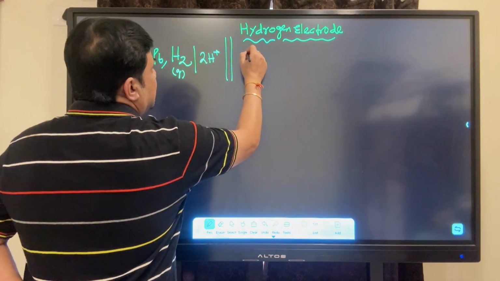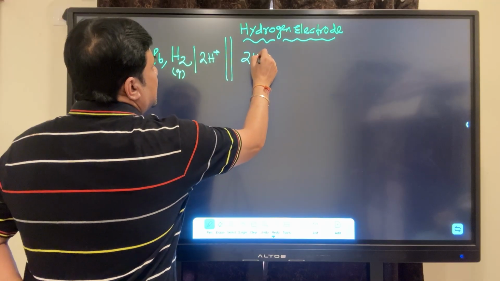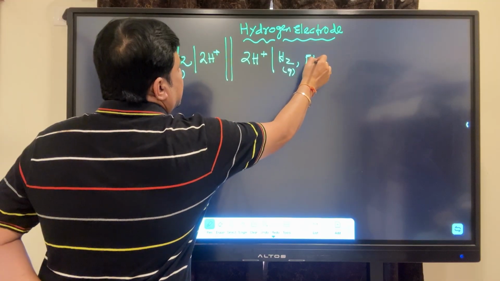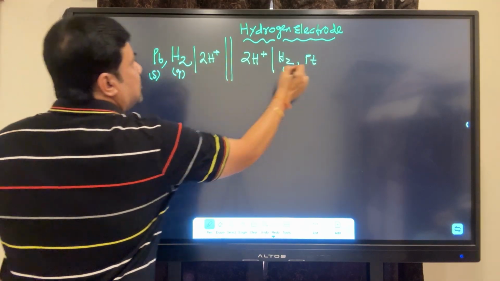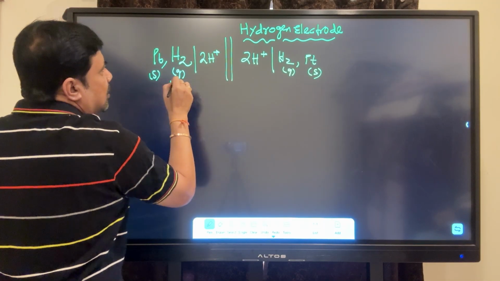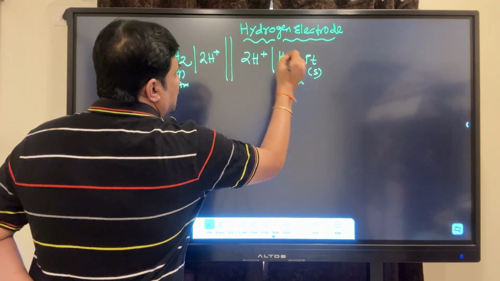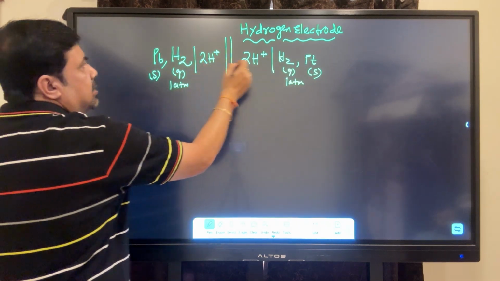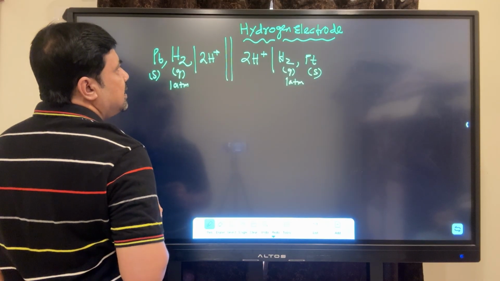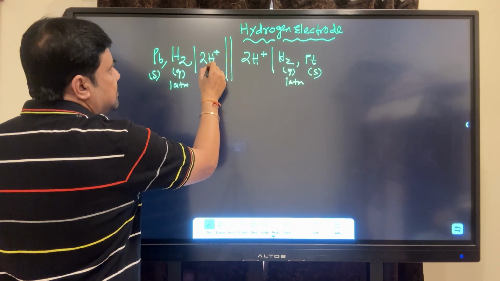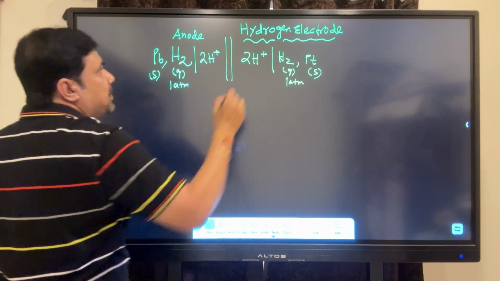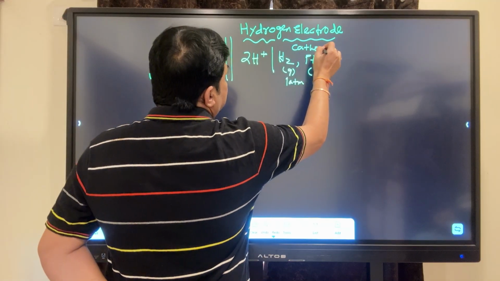And then here in the cathode, what will happen? 2H plus will be converted to H2 gas, and obviously here there will be platinum, a solid platinum. Now here the hydrogen gas pressure is 1 atmosphere or 1 bar, we can keep 1 atmosphere or 1 bar. And now the H plus concentration on both sides, let me take it over here. This is an anode, anode means always the oxidation half, and this is a cathode, cathode means always the reduction half.